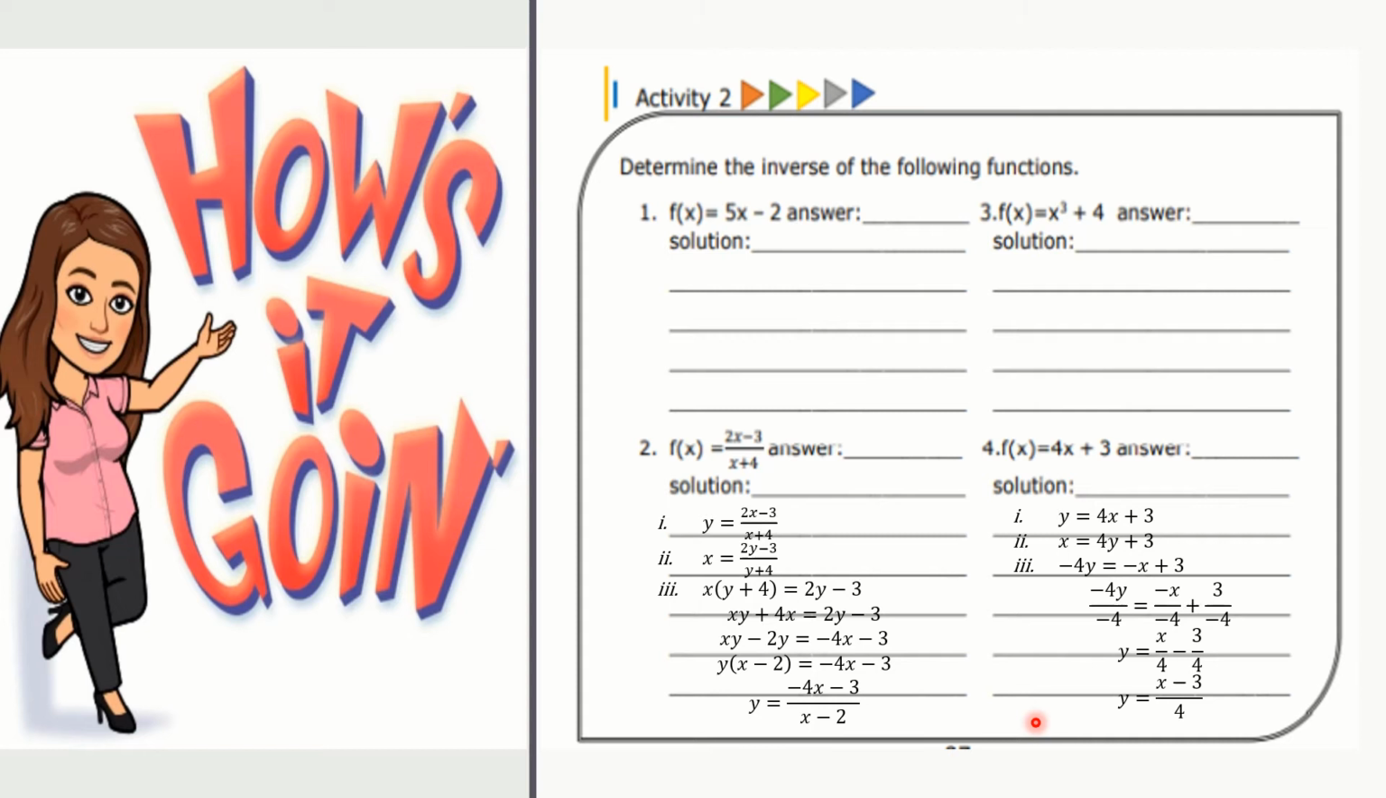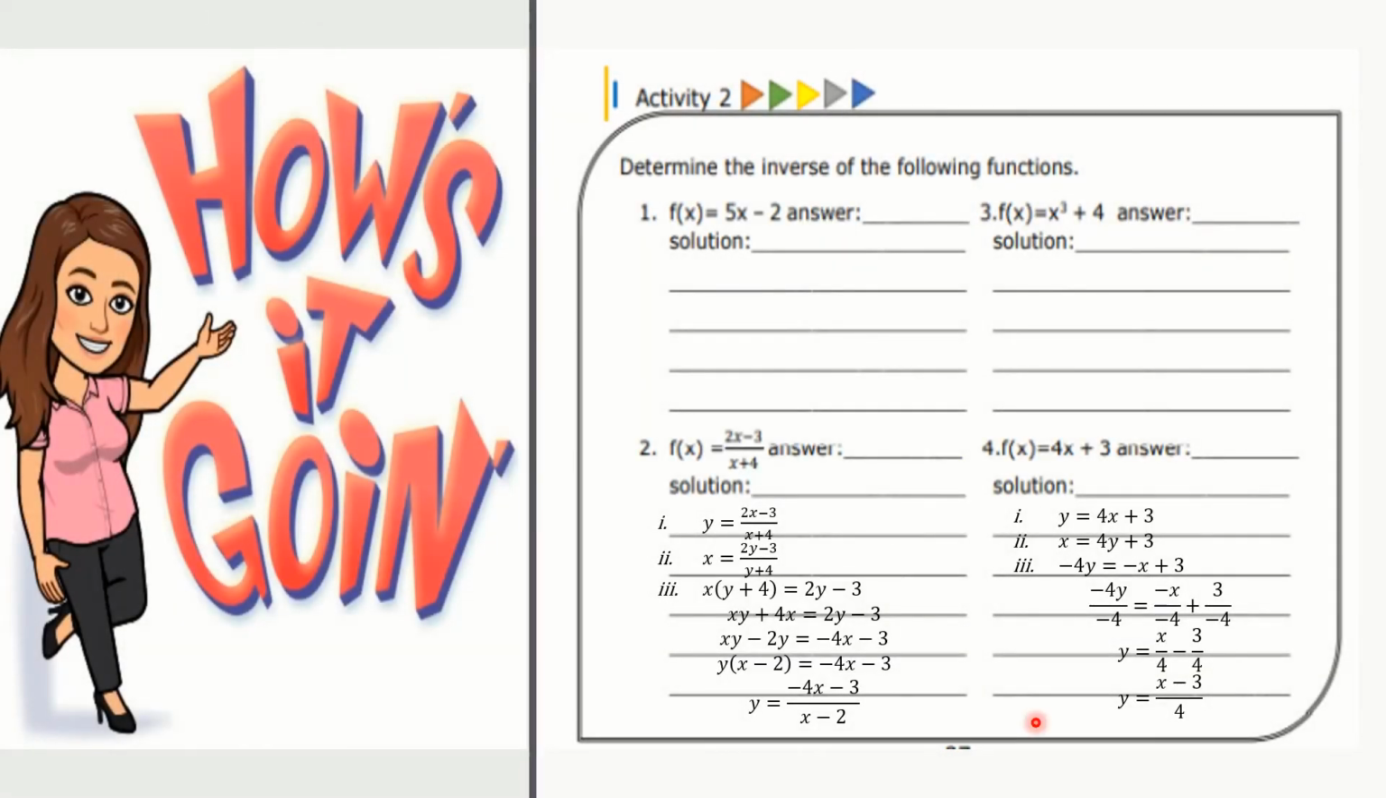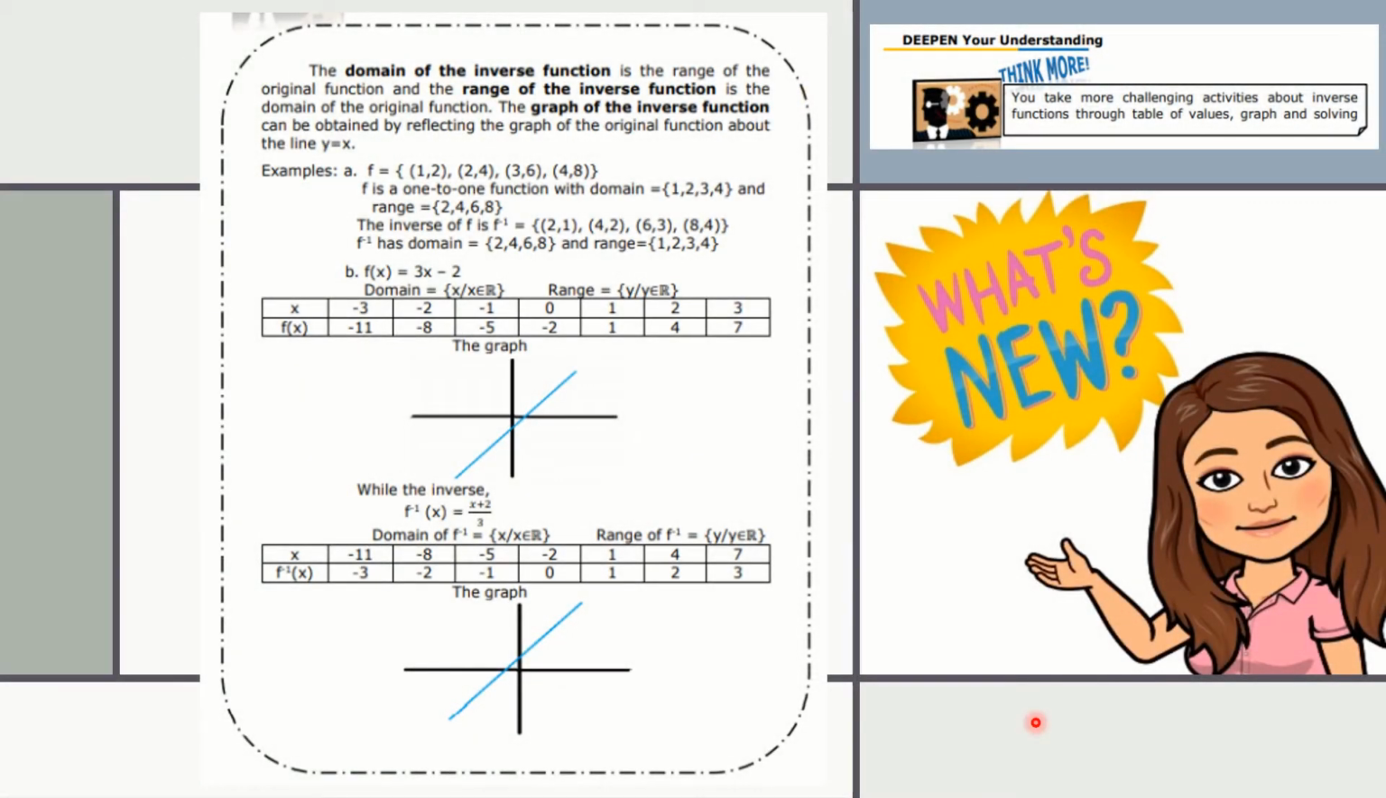All right, you may pause the video and review, but if you already know how to do it, then you can go over the odd numbers. Numbers 1 and 3, write your solution and explain as much as you can. Deepen your understanding. You take more challenging activities about inverse functions through table of values, graph, and solving.